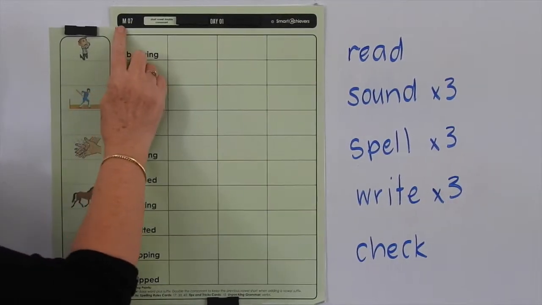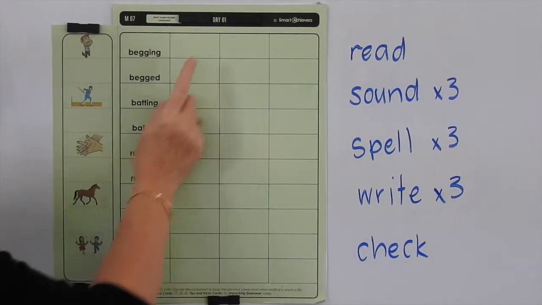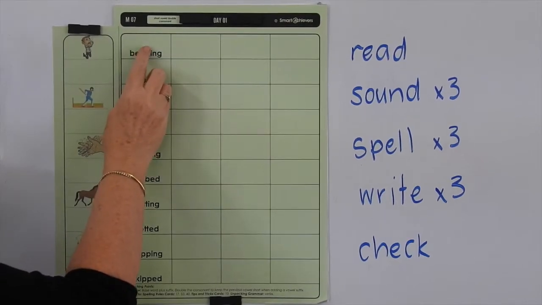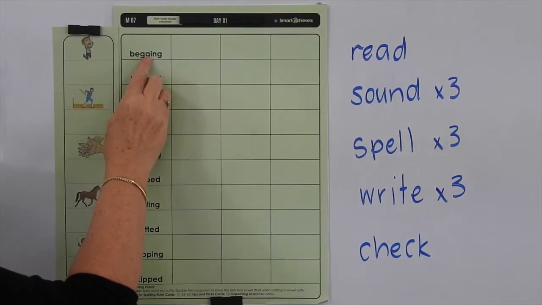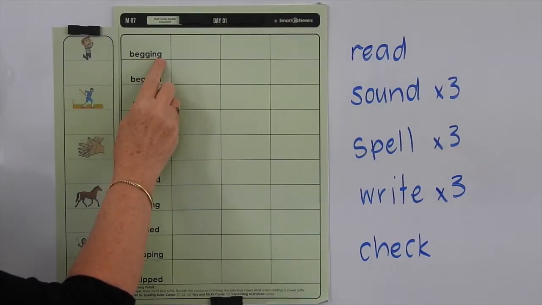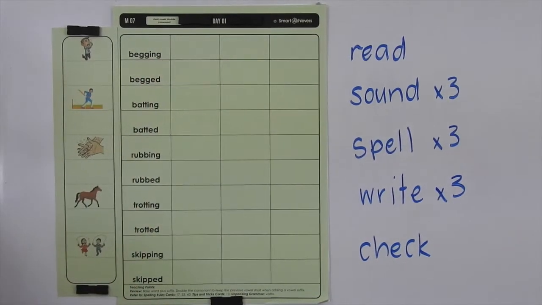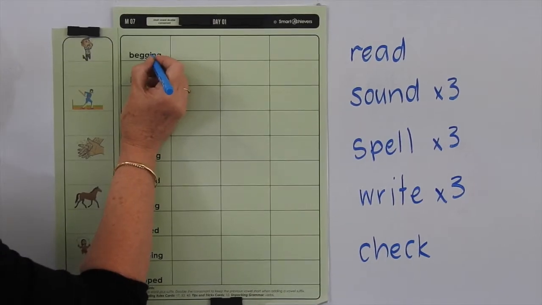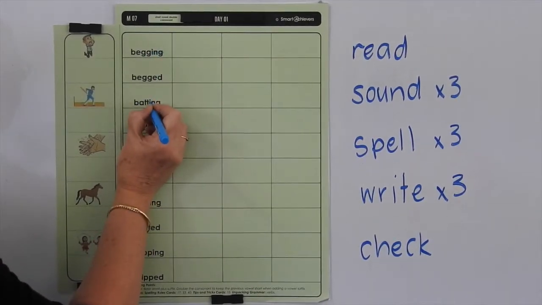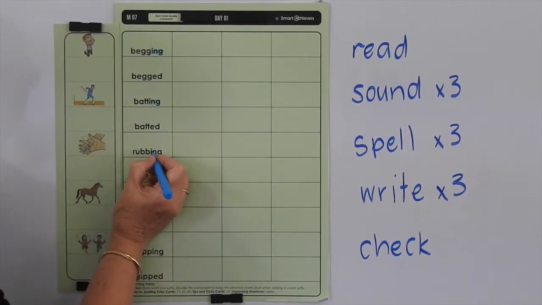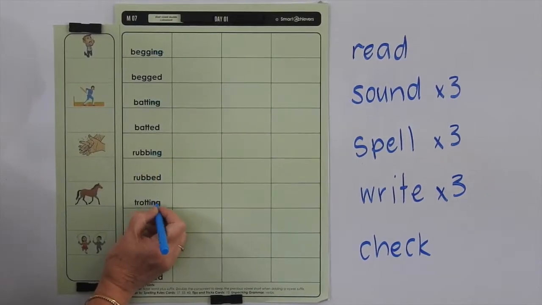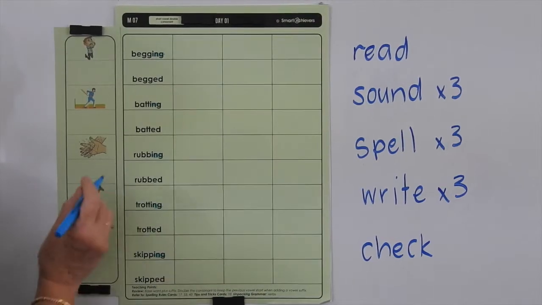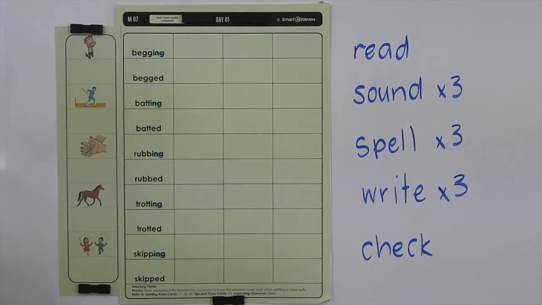This is level M, list 7, and we're doing the day 1 page. You'll see in these words that we have a short vowel, and we're doubling the consonant before adding on a vowel suffix. So let's go through and highlight the vowel suffix ing first in one colour. It's got begging, batting, rubbing, trotting, skipping, and that indicates the present tense.